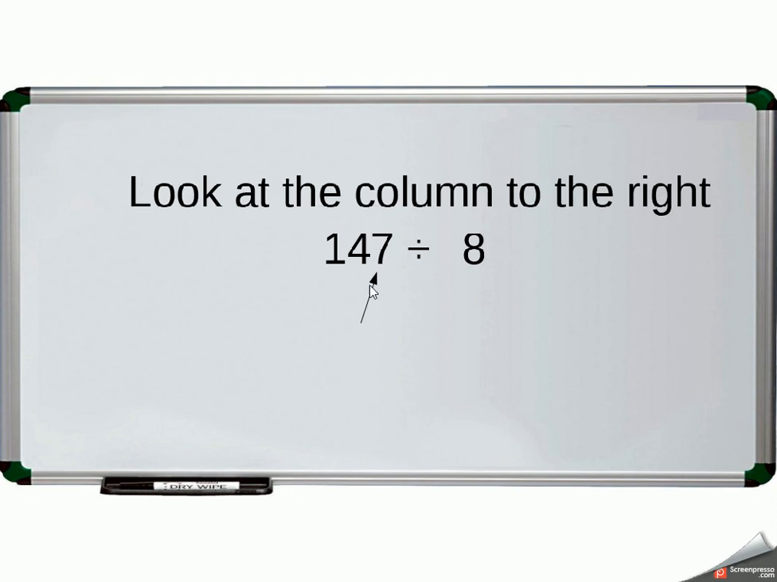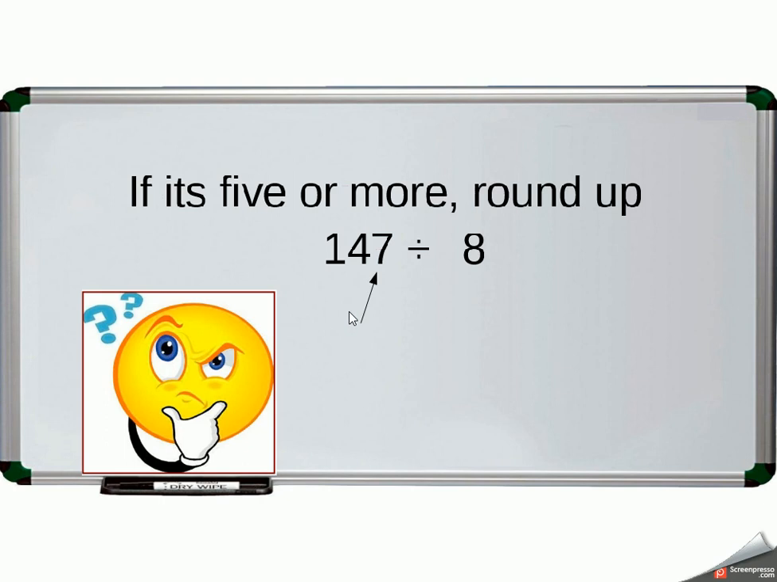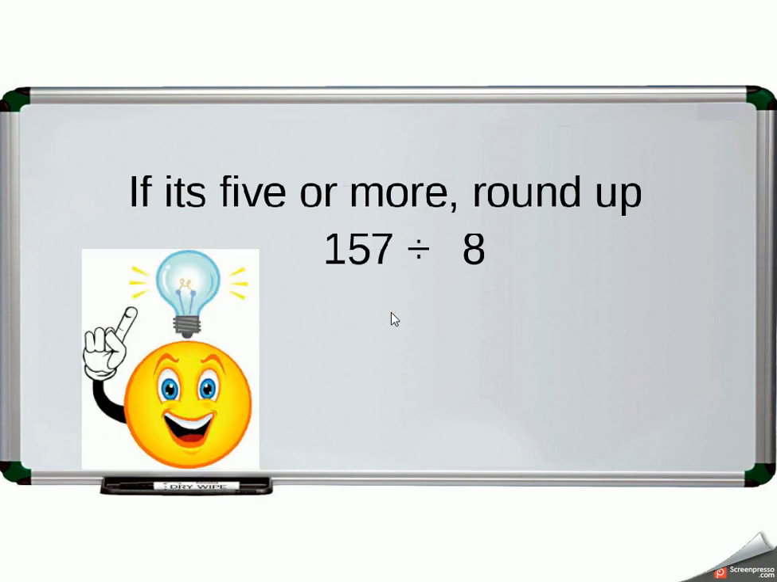I've got to look at the column to the right of the one that I've chosen and see, is it 5 or more? Now, if it is 5 or more, we do what's called rounding up. And rounding up, what you've got to do is add 1 to the column that you're rounding to. So we add 1 to the 4, making it 5, and then change the numbers to the right of it to 0. So 147 rounded up becomes 150. So now we've got 150 divided by 8.